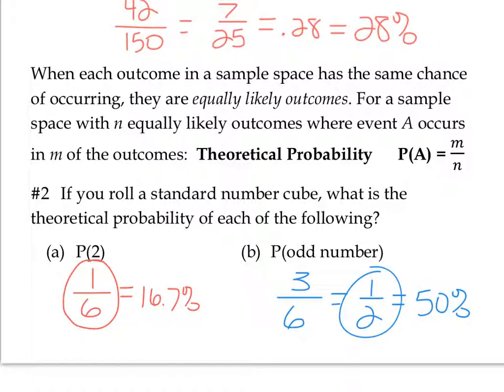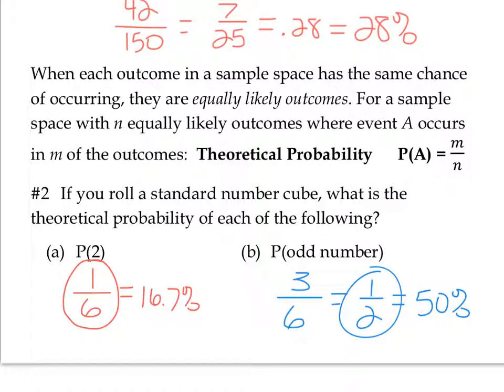So again, theoretical probability, equally likely outcomes. How likely is a certain event to occur depending on what we're looking for? Probability of rolling a 2, probability of rolling an odd number, probability of rolling a number less than 5. We could figure out lots of different probabilities.